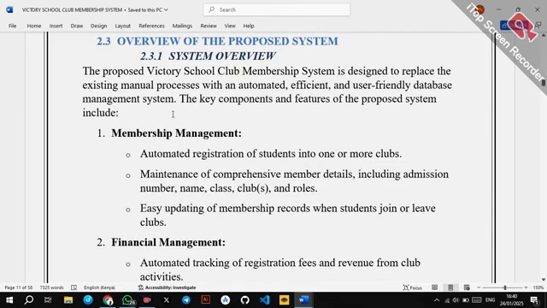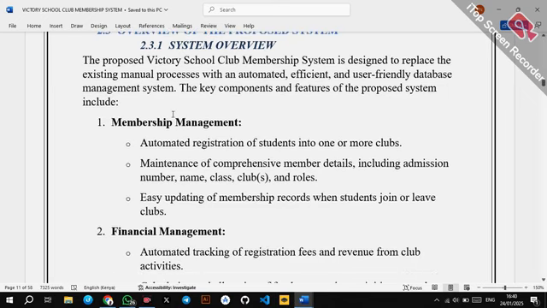So overview of the proposed system. Yes, you have talked about the current system, which is a manual system, which has encountered different limitations. So these limitations are what leads us to development of a computerized system. So under this part is where we are going to describe the overview of the proposed system, where we have the system overview. So you're going to say the proposed system, the Victory School Club membership system, is designed to replace the existing manual processes with an automated, efficient, and user-friendly database management system.